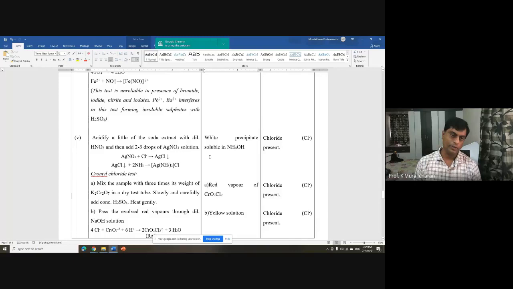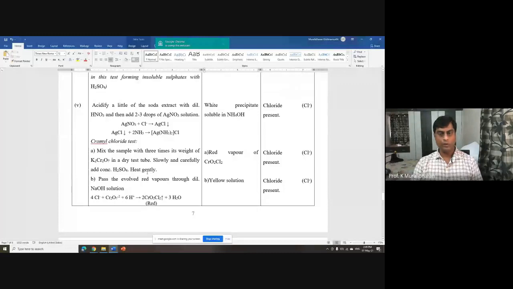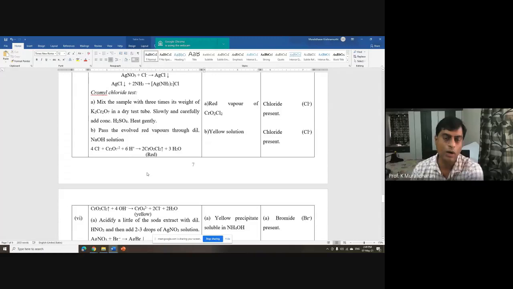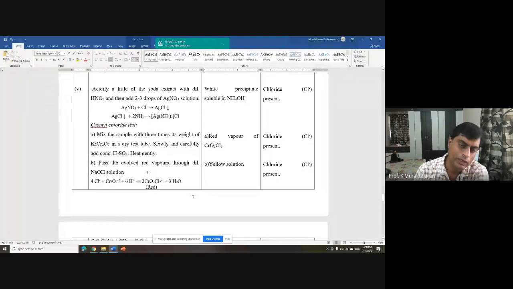Then there is a chromyl chloride test to further confirm the presence of chloride in this system, because chloride we have to confirm in a very different way. As I mentioned, even a small trace quantity of chloride present in water will answer for chloride, even when you are washing a test tube with tap water and a few drops of water remain in the test tube. And our university's tap water has a lot of carbonate and chloride present in the water itself, so it will be answering.